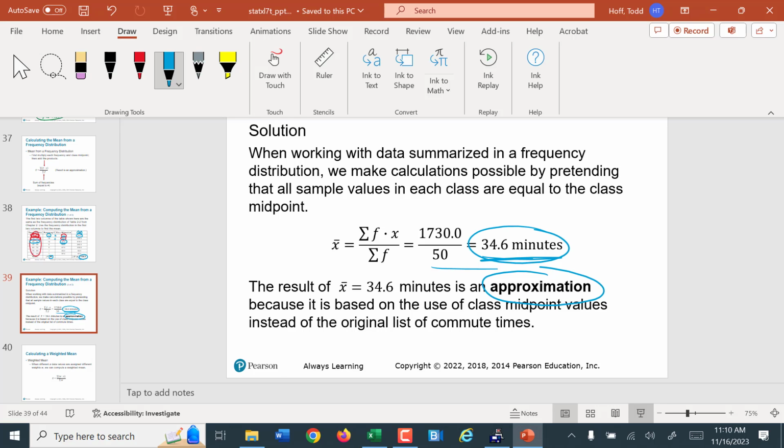It's always more exact, if possible, to go back and get all of the individual data points and add them together. Of course, 50 data points is a lot, but it's doable with technology.